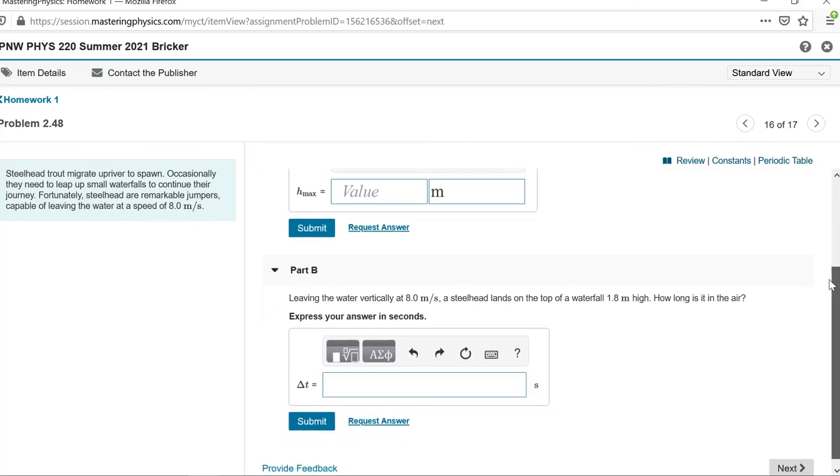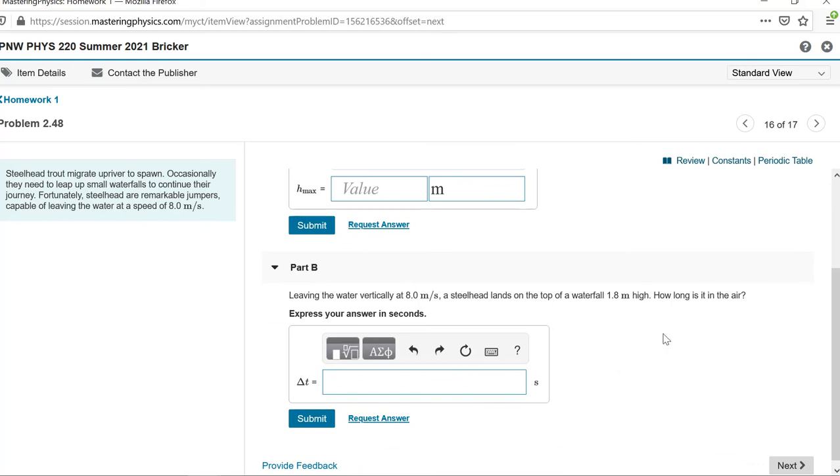Okay, and I'll leave part B to you to take a look at. Again, it's using kinematics, and you know all the knowns. All right, let's look at the final one, actually.